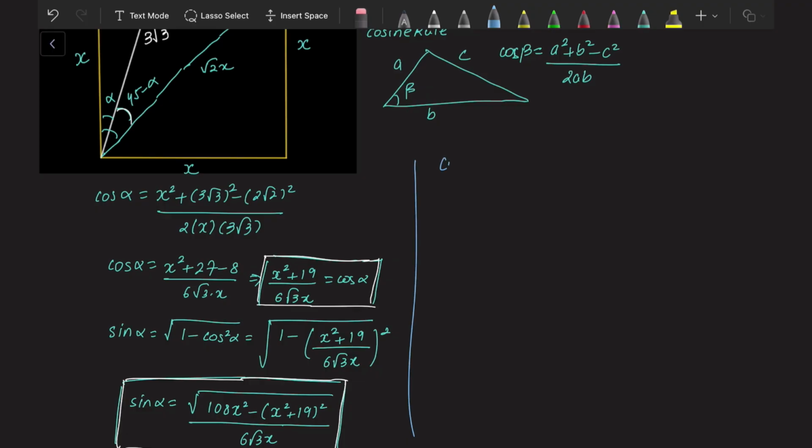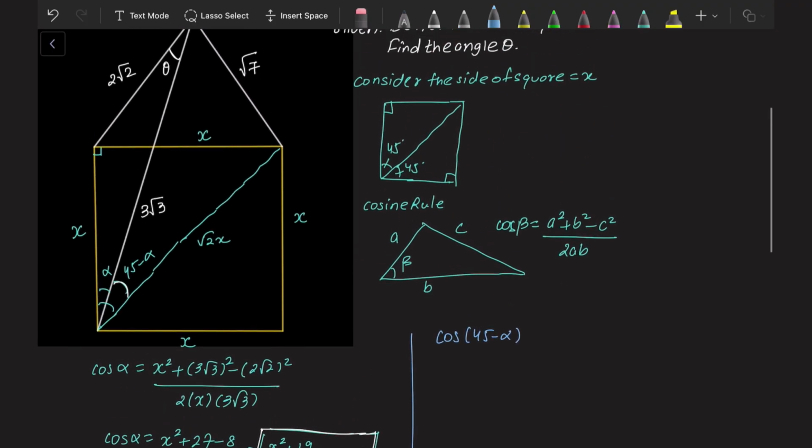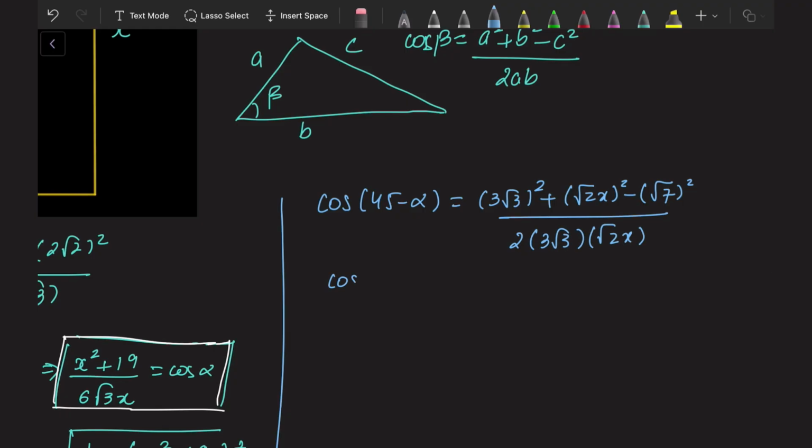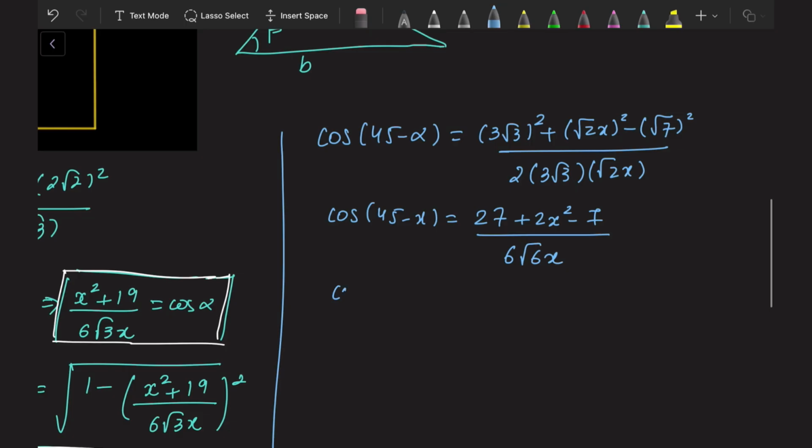So now, talking about that perspective, the value of cos 45 minus alpha, you can just think of the sides. It's going to be 3 square root of 3 the whole square plus square root of 2x the whole square minus square root of 7 the whole square, divided by 2 times 3 times square root of 3 and square root of 2x. So the overall answer of cos 45 minus alpha will turn out to be 27 plus 2x square minus 7 divided by 6 square root of 6x.